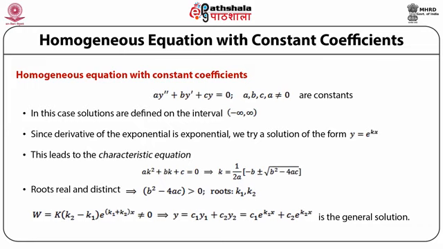The Wronskian is then capital K times (k2 minus k1) e raised to power (k1 plus k2)x, which is not equal to 0. Hence, the solutions are linearly independent and the general solution is given by y is equal to c1 y1 plus c2 y2, which in turn can be written as c1 times e raised to power k1x plus c2 times e raised to power k2x.